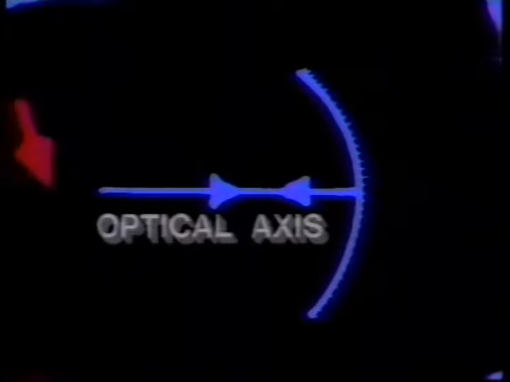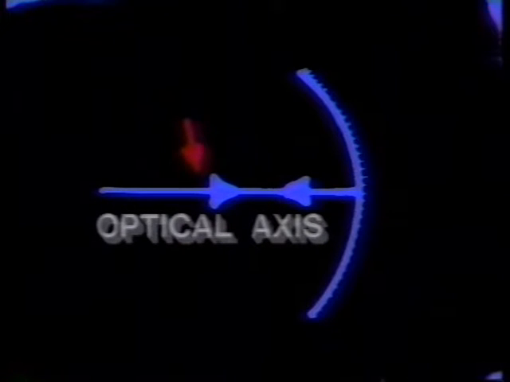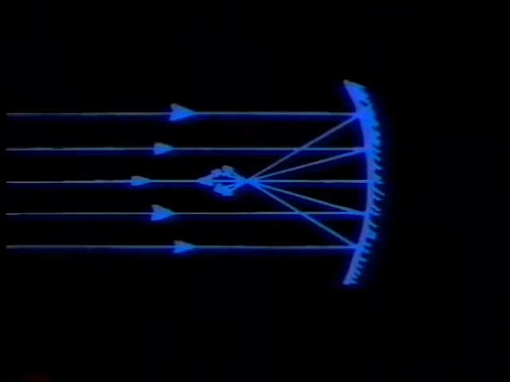Mirrors that curve toward the incoming light are called concave mirrors. If a single ray of light travels straight into the center of the mirror, it will reflect straight back out. This is the optical axis. Parallel rays of light, or a beam, reflecting off a concave mirror will all be directed to a single spot, the focal point. The distance between the focal point and the mirror is the focal length.